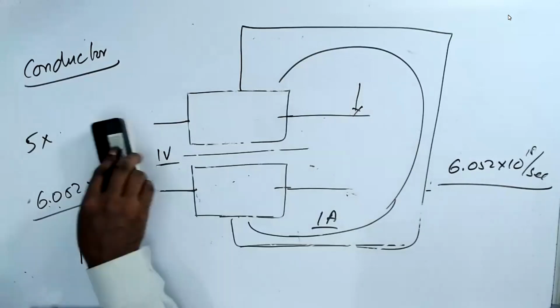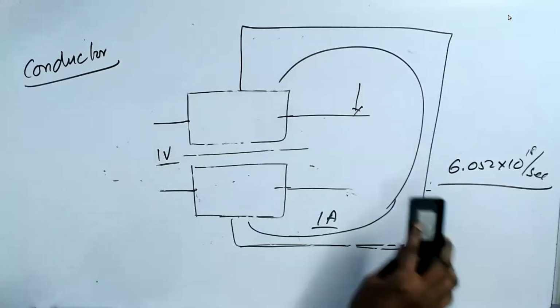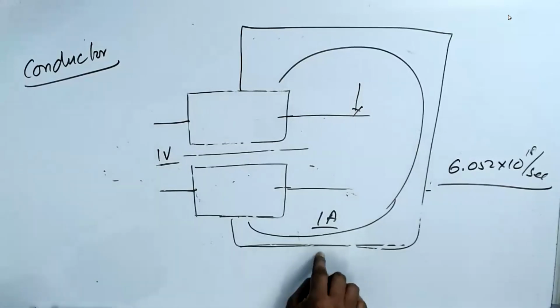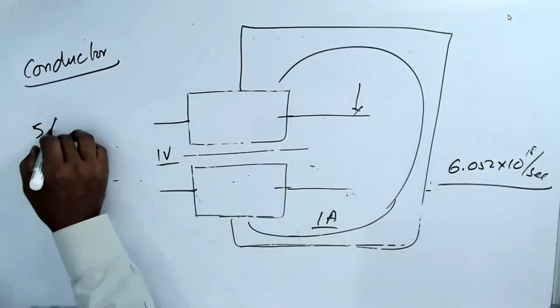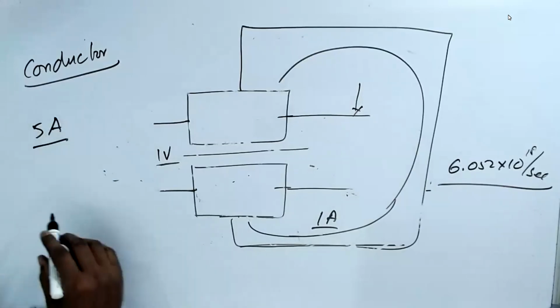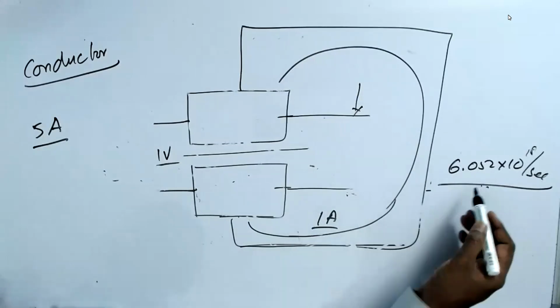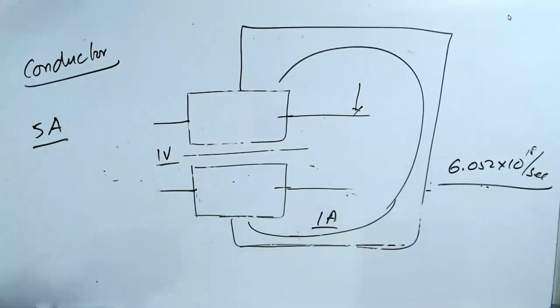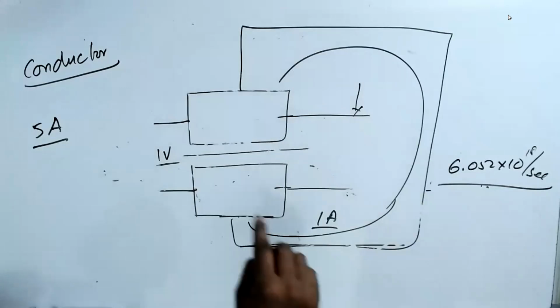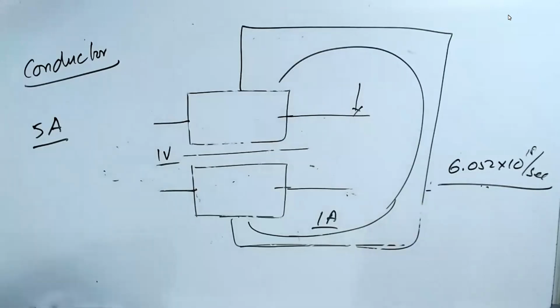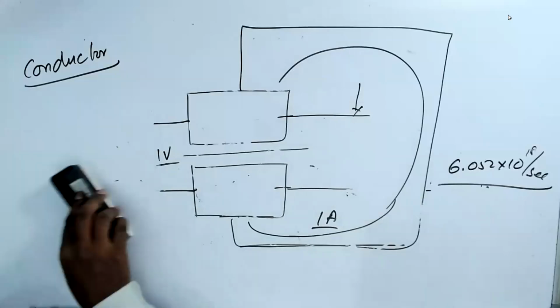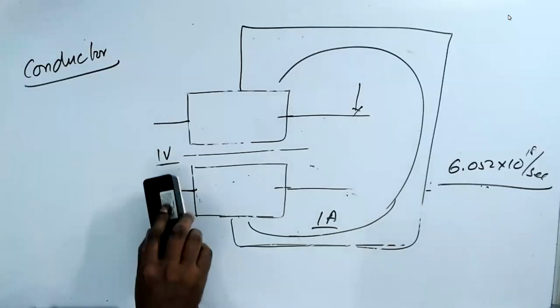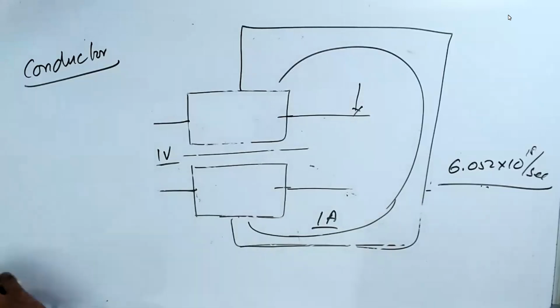Now, the manufacturer of these conductors will tell you, hey, my conductor can withstand only 5 ampere. That means it can only withstand so much of electrons flowing through it. If more electrons flow through it, the conductor will get busted out. That is one. Now, here is a trick.